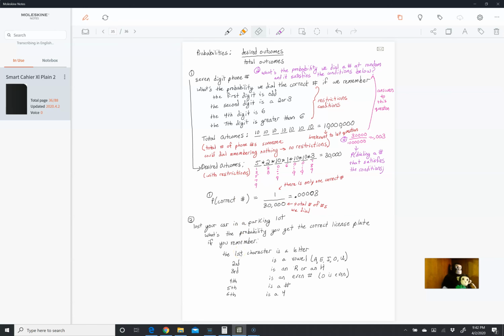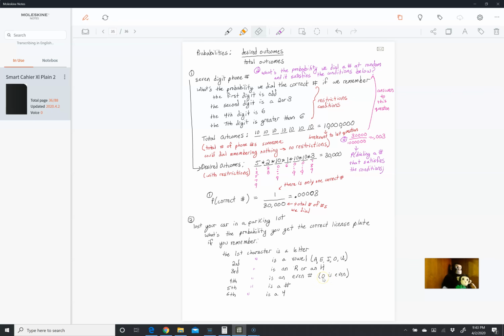Okay. So let's say, for example, that you lost your car in a parking lot and you get all panicked. A police officer comes over to you and says, okay, well, what was your license plate? And these are the things that you remember. So you remember that the first character is a letter. Second character, these quotes just means it's repetitive, okay? Second character is a vowel. Third character you remember as an R or an H. Fourth is an even number.